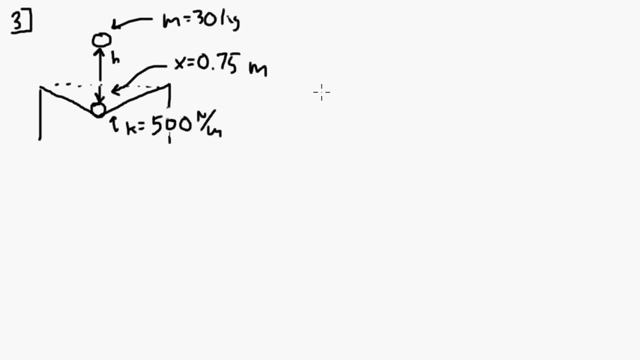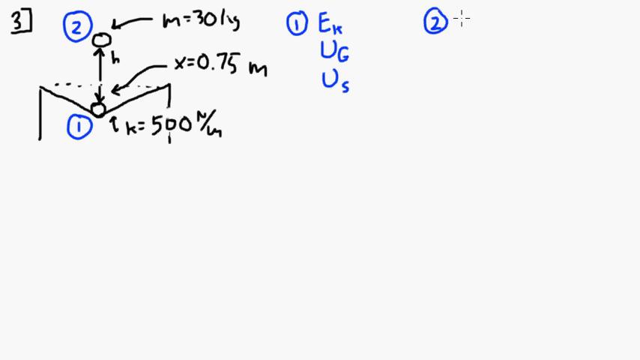So what I'm going to do quite simply is I'm going to take two states here. So let me identify them and label them as usual. There's state 1 and there is state 2. At state 1, we want to find the boy's kinetic energy, his potential energy due to gravity, and his potential energy due to the spring. And then at state 2, we want to find the same three quantities.